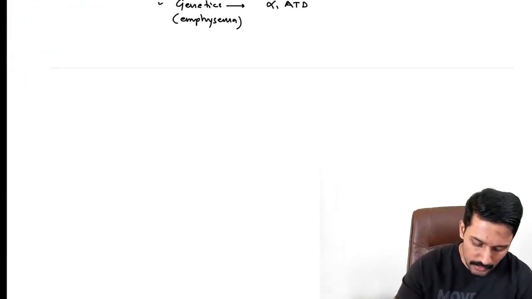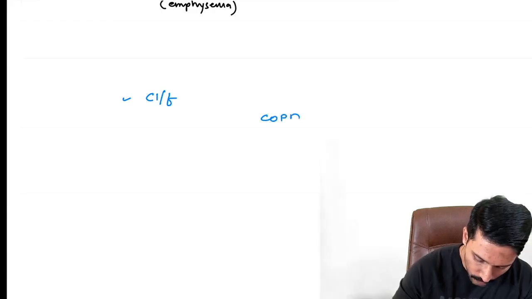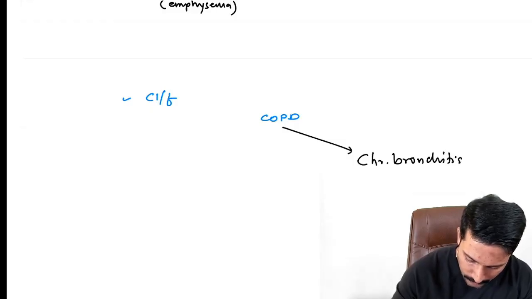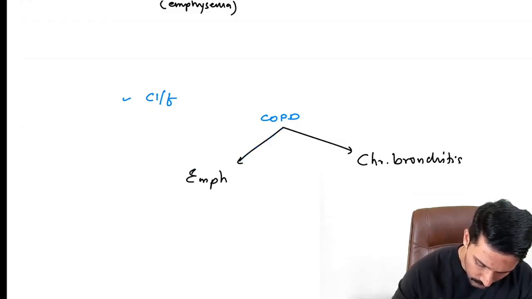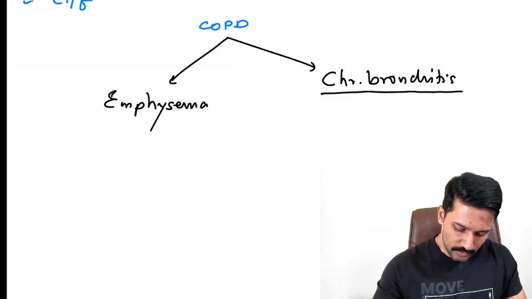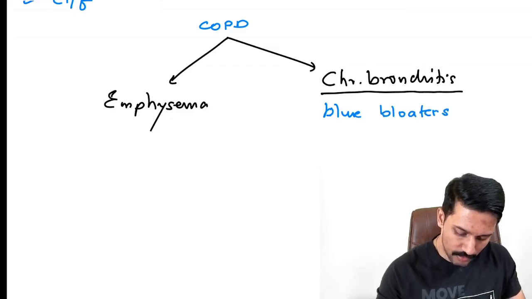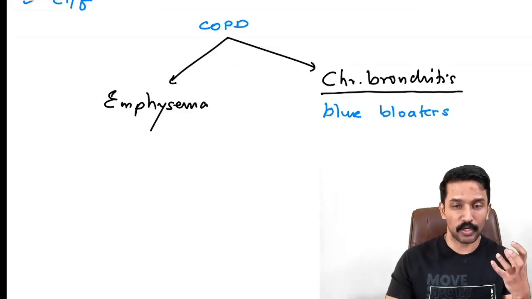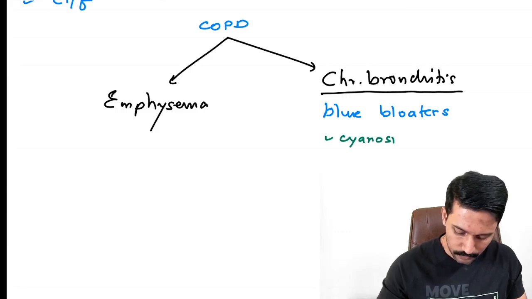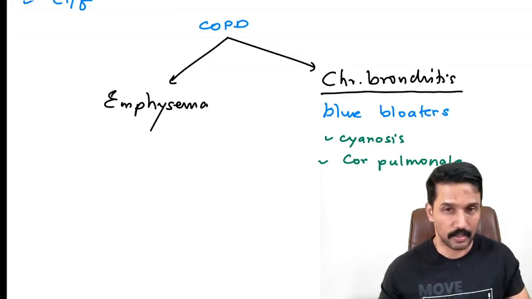Okay. Now, in terms of clinical features, as you know, the COPD patients have two subtypes. One of them is chronic bronchitis. The other one is emphysema. And you know that chronic bronchitis patients are also called blue bloaters. They are called blue bloaters because in these patients there is hypoxia that causes cyanosis, and hypoxia causes pulmonary vasoconstriction, increasing the risk of cor pulmonale. So these patients have cyanosis and they are at risk of developing right heart failure called cor pulmonale.